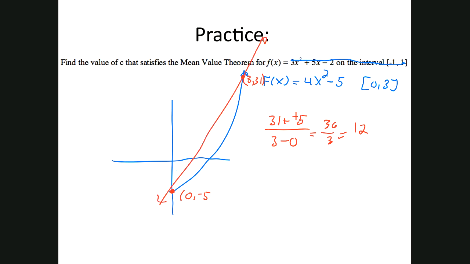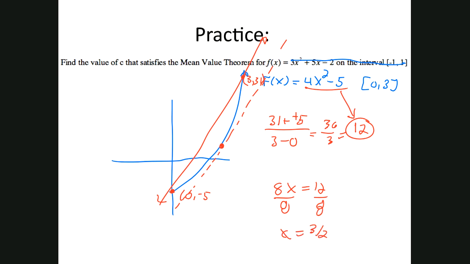So now I need to find a value of c that when I draw the tangent line in, it's parallel to the secant line. Well, if it's parallel to the secant line, I know the slope has to be 12. Well, if I take the derivative of this and set it equal to 12, that's my c value. So let's see here, 4x squared, that's going to give me 8x equals 12. Divide through by 8. I end up with x equals 3/2. You are absolutely correct. All right, so that's how you find the c value for the mean value theorem.